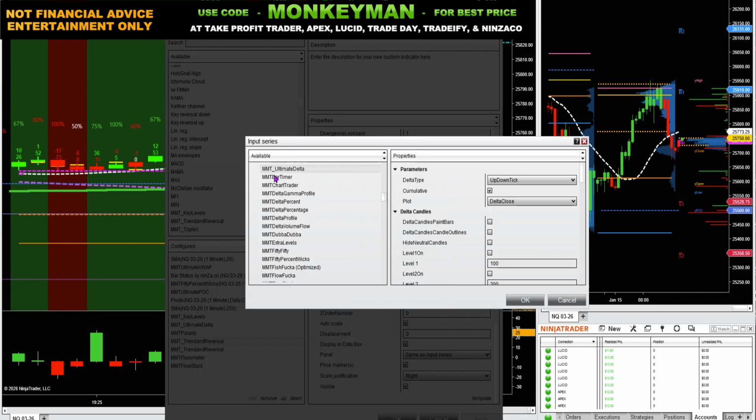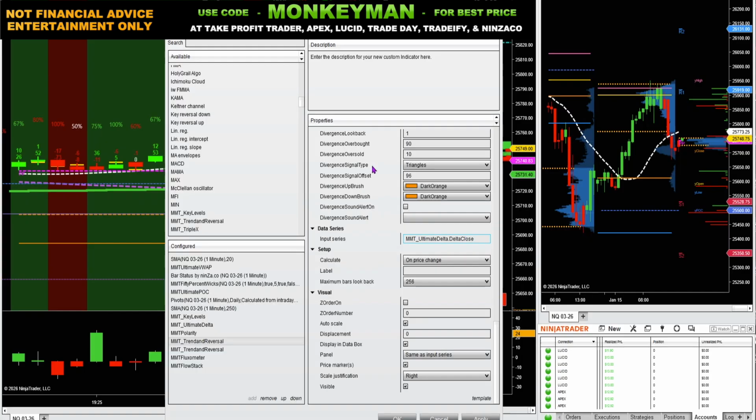So in my input series, I've got the MMT Ultimate Delta selected. I've got cumulative checked on. We're in up-down tick mode. The plot is the delta close. So all these signals on the trend and reversal are based off of cumulative delta.